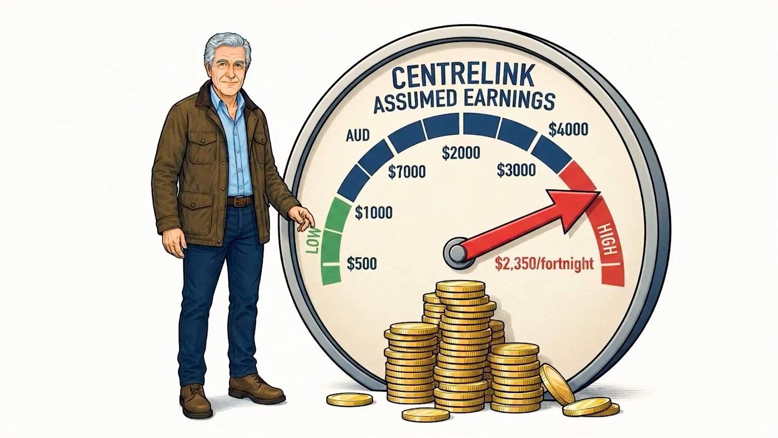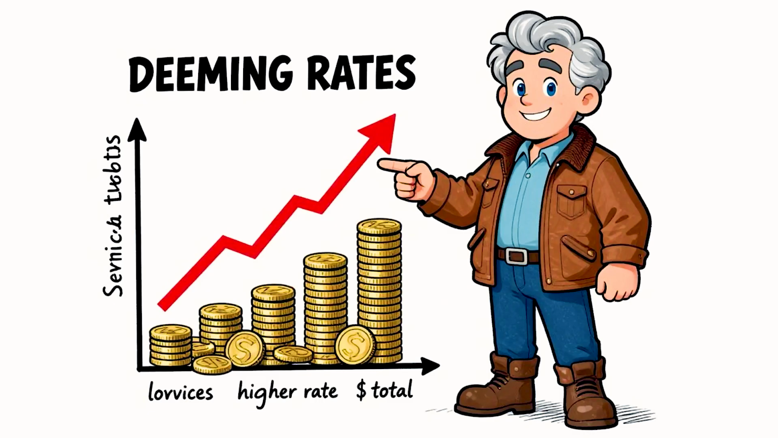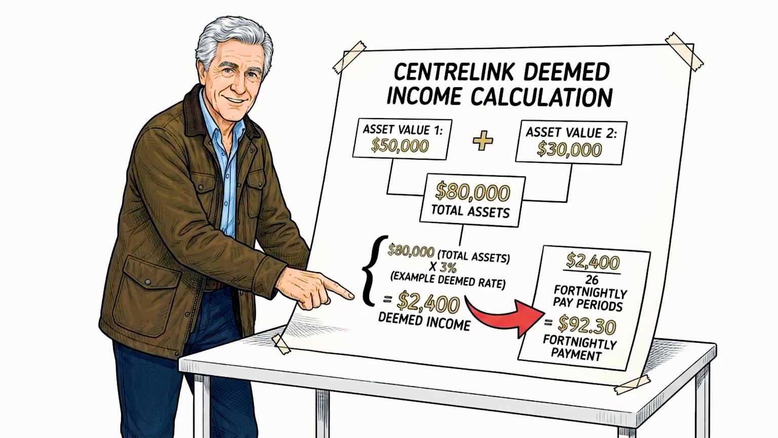Step 2. Work out what Centrelink is likely assuming you earn. Go to the Services Australia website and find the current deeming rates and thresholds. Apply the lower rate to the first threshold portion of your total and the higher rate to anything above that. Add those two figures together. That's your deemed income for the year. Divide by 26 to get the fortnightly figure.